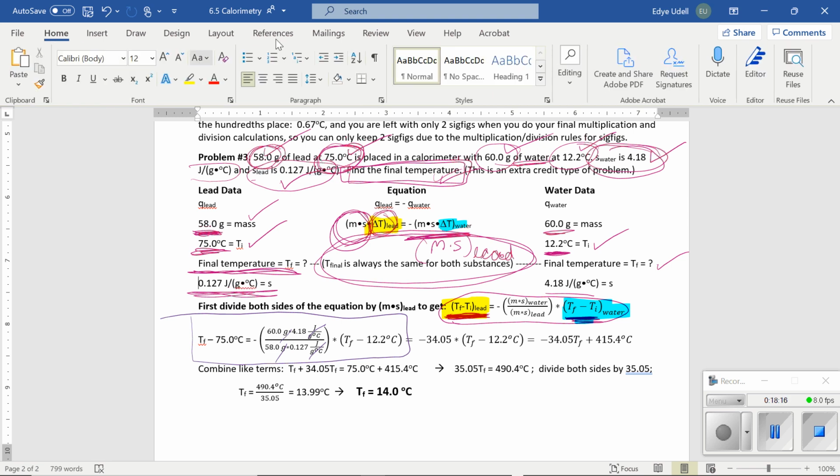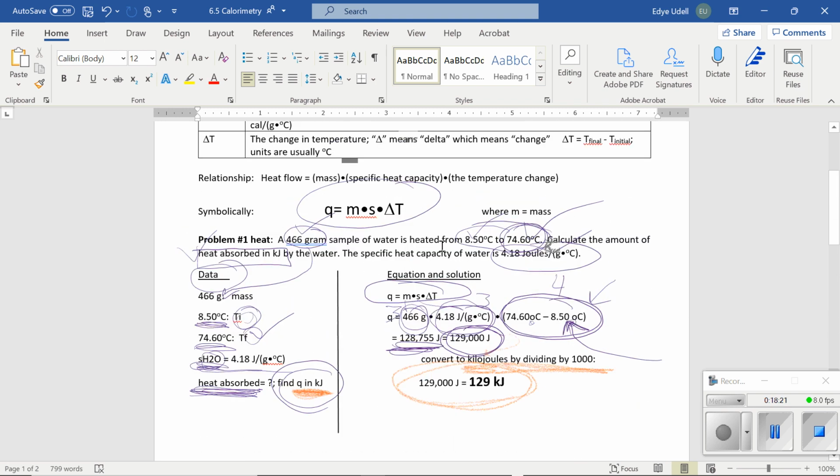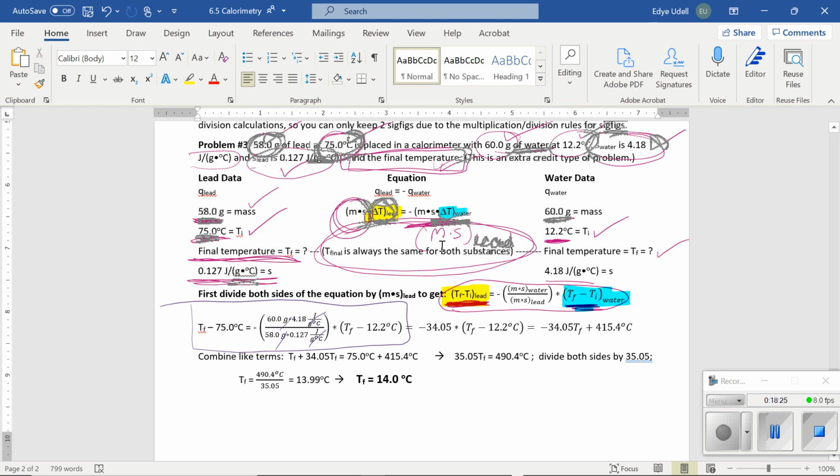Just realized in one of those earlier problems, I could have canceled the grams with the grams. Doesn't matter. So now I'm going to calculate this. I have to do 60 times 4.18 and then divide that by 58.127. That will give me, there's that negative sign right there.